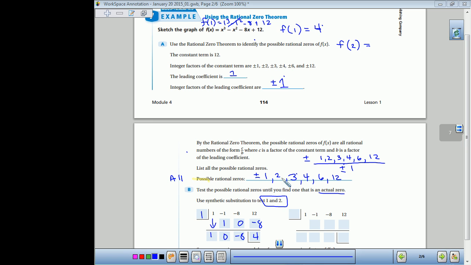Yeah. Okay, so now let's plug in 2. Let's find f of 2. So 2 to the third is 8. 2 squared is 4. 2 times 8 is 16. And let's see how that works.